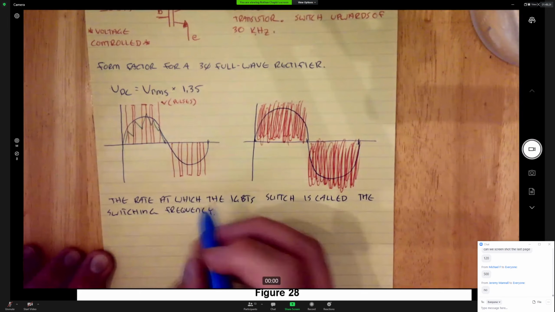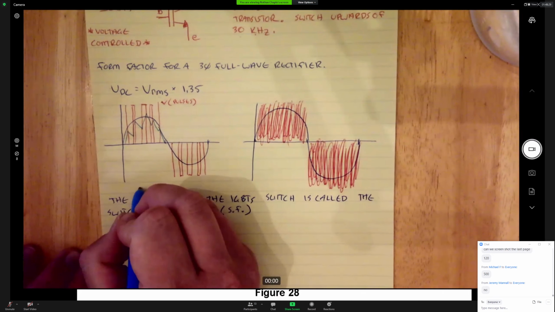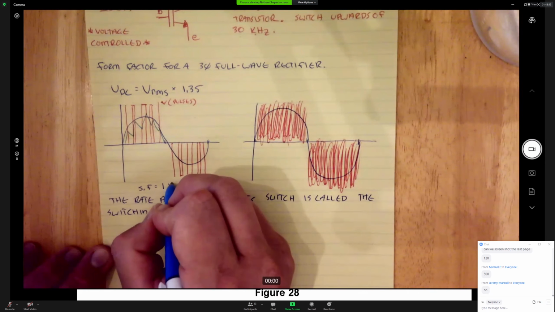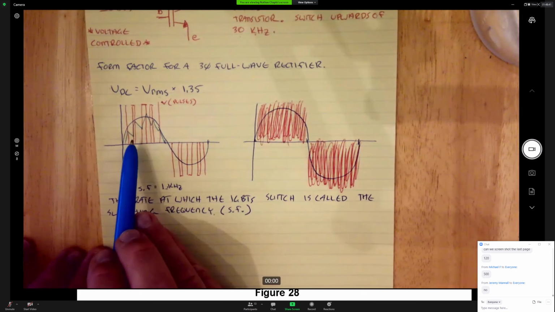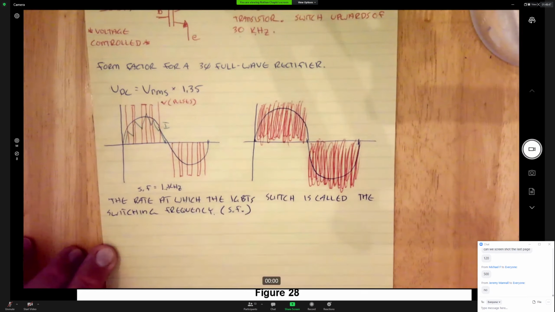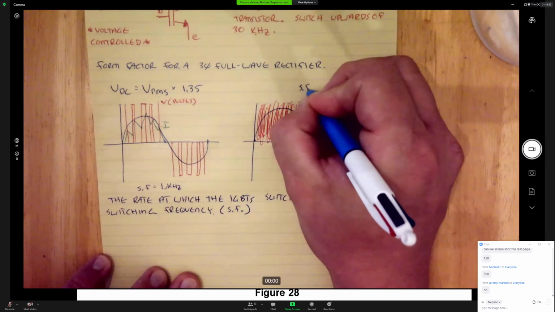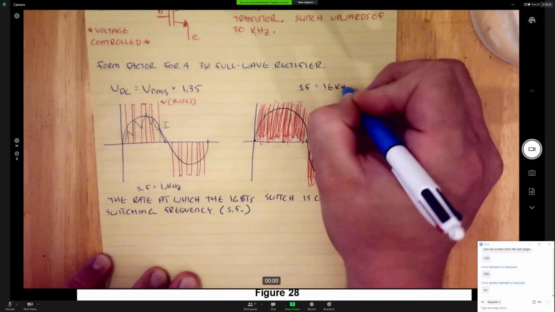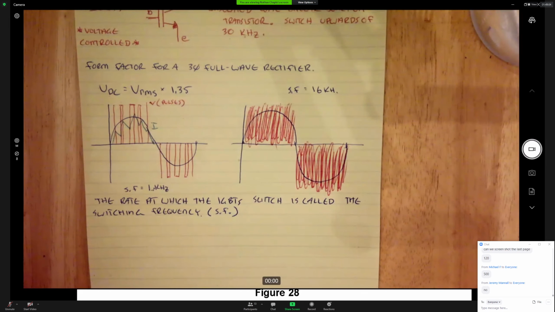So let's say that this has, and let's abbreviate this here, switching frequency. So let's say this has a switching frequency that's equal to, oh, let's call it 1 kilohertz. The lower the switching frequency, the more jagged the current waveform. Current. Now let's come over here. And let's say that this has a switching frequency that's equal to, well, let's go with 16 kilohertz, which happens to be the maximum switching frequency in the drive we are going to be looking at shortly.